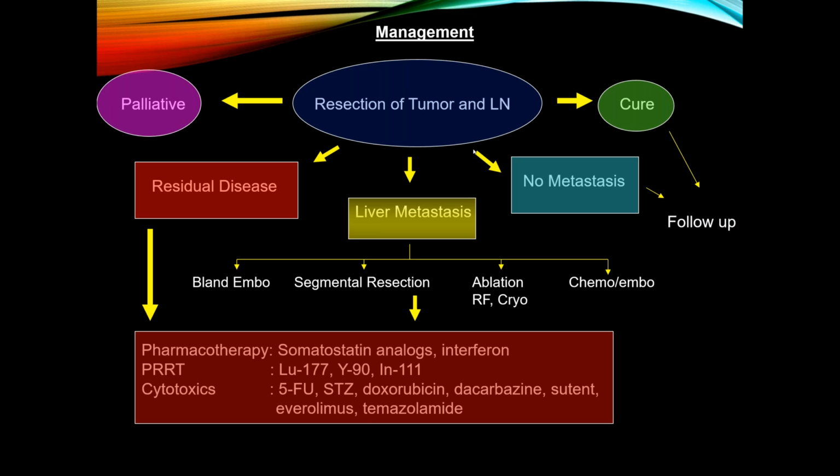However, if you're not able to completely resect the tumor and the known metastasis, then imaging guides management in terms of where the disease is left. If it's just localized to the liver, there are several management options we can use. We can cut off the blood supply to the tumors, or do embolization. We can resect that part of the liver. We can do other techniques such as burning or freezing the tumor, and then other combinations. If there's residual disease outside of the liver or including the liver, we can do other therapies such as somatostatin analogs. We can do PRRT such as the lutetium therapy, as well as cytotoxic medications or chemotherapy.